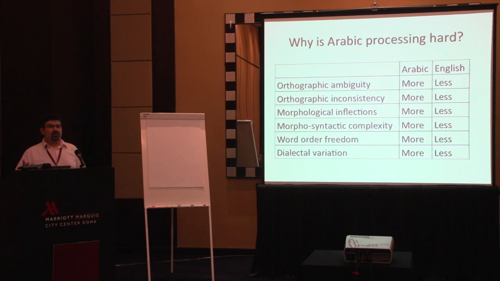One is orthographic ambiguity. A word means a lot; there are a lot more shades to it in Arabic than in English. I'll explain what that means. I don't mean just meaning; it's a very technical term in this case. So the different interpretations of it. Orthographic inconsistency, that the same word can be written more than one way. Rich inflections. Complexity in the morphosyntax, word order freedom, and of course the dialect and variation that come in, which is a multiplier of complexity across everything.